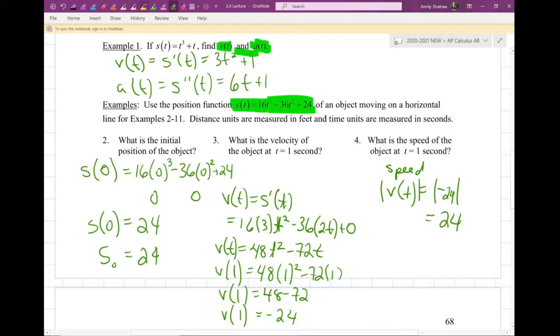Now, don't forget this last piece. As we discussed in class, distance units are measured in feet and time units are measured in seconds. So I always want to make sure that I go in there and say for position that I'm just talking about feet, and that for velocity I'm going to be talking about feet per second, and for speed I'm going to be talking about feet per second.